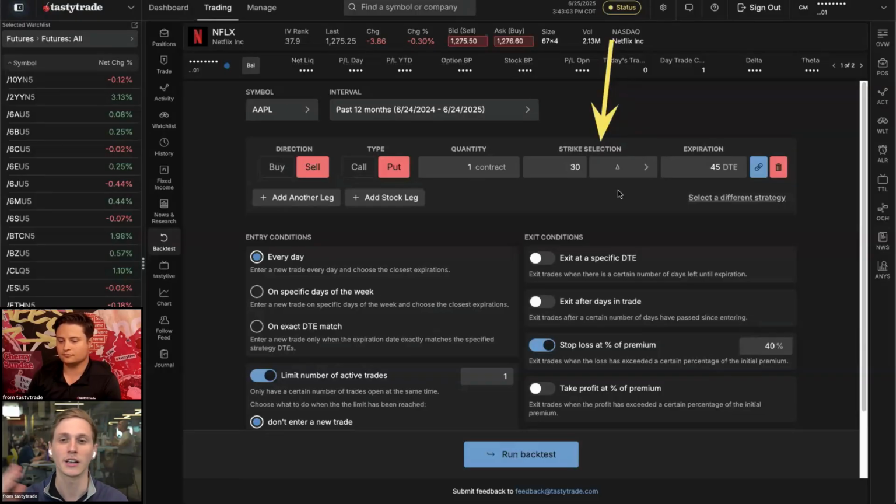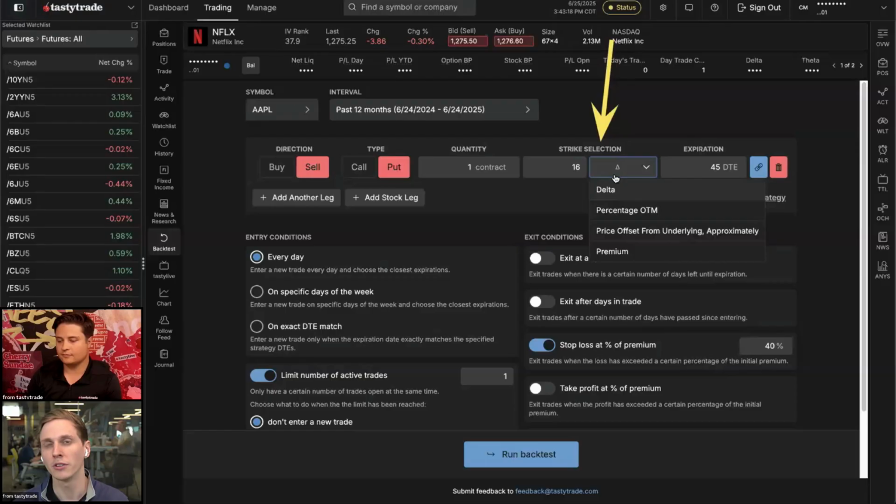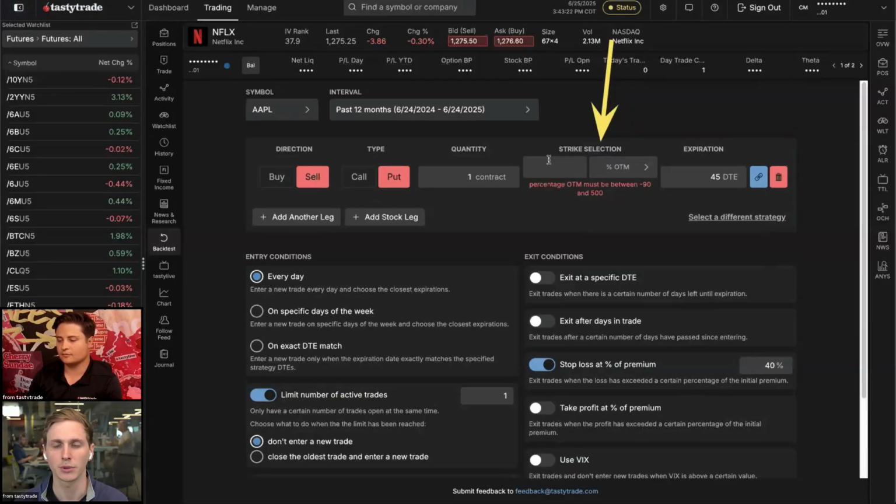Conversely, on the long side, it would be 30%. If we go to maybe, what is it, 16 deltas as well, that's right around one standard deviation, or that kind of one standard deviation curve on our bell curve. And then some other things that you can do if we click on this drop down is that we can also select it based on a percentage basis.